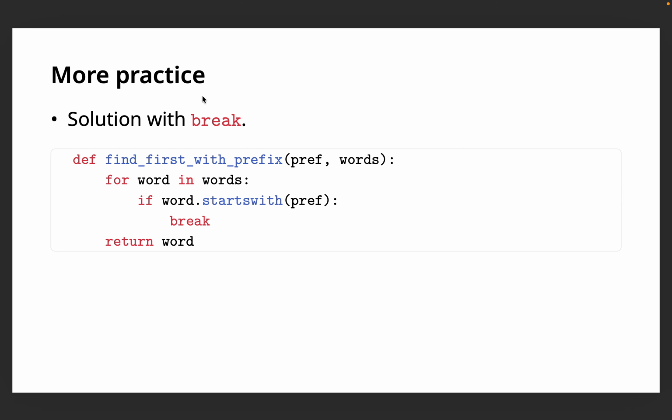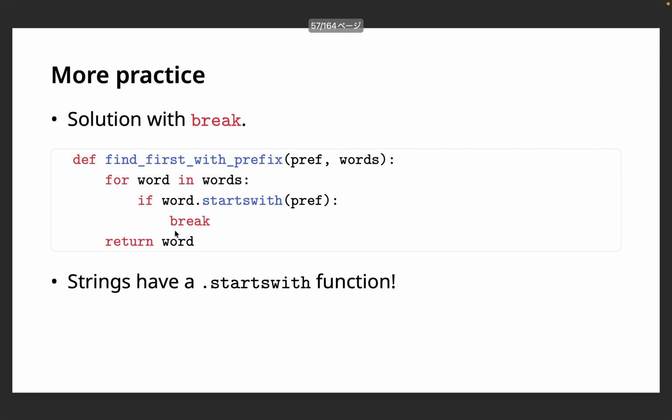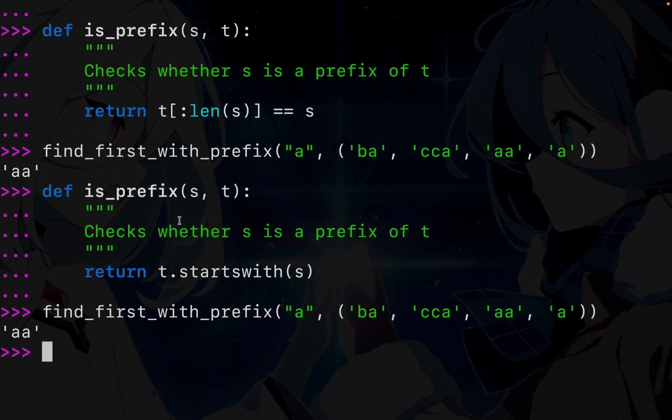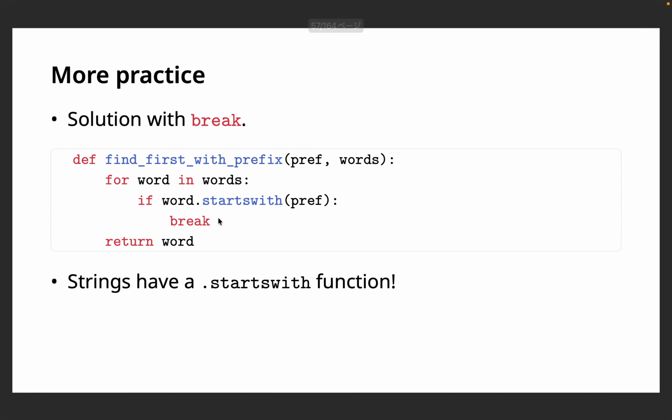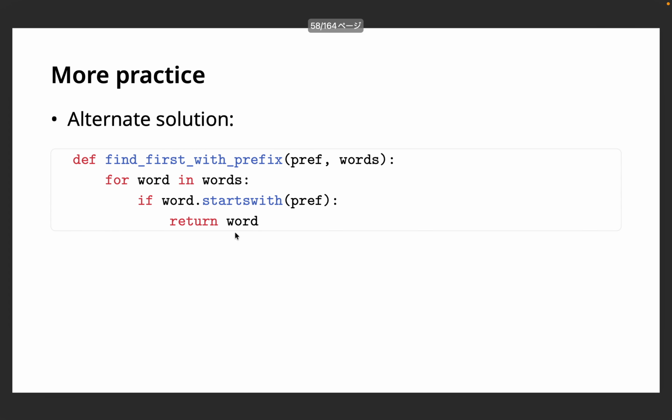So this is another way to write it. Instead of returning already, you can break first before actually returning. So startswith, as I mentioned, checks whether this starts with this. If you don't want to use break, you can also do the return directly, which is what we did.